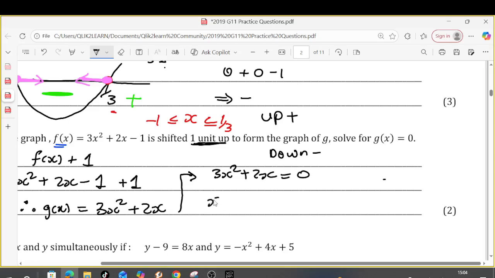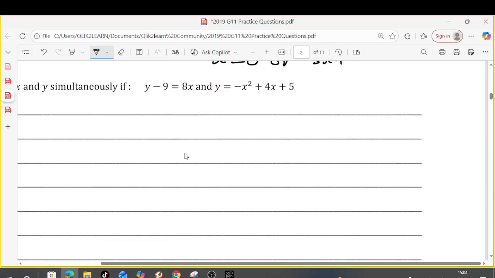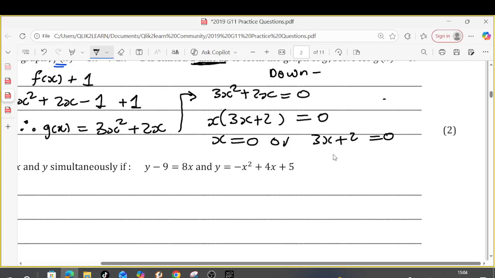So now when you take out the common factor, you're left with x times 3x plus 2. What are the values of x? It's either x is 0 or 3x plus 2 is equal to 0, which will give us an answer of x is equal to negative 2 over 3.